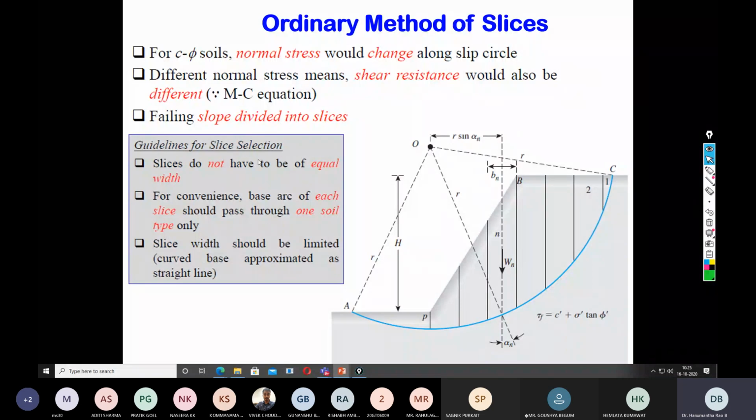These are some general guidelines for slice selection. Slices do not have to be of equal width. This is a reiteration: you can take equal or different widths, but for simplicity it is always advisable to consider equal width of the slice. But even if you take unequal widths, there is no problem, because nowadays everybody solves slope stability problems with the help of computer programs, so there is no manual work involved. It does not matter whether you take equal or unequal width. For convenience, the base arc of each slice should pass through one soil type only. The slice width should be limited. These are some important assumptions.